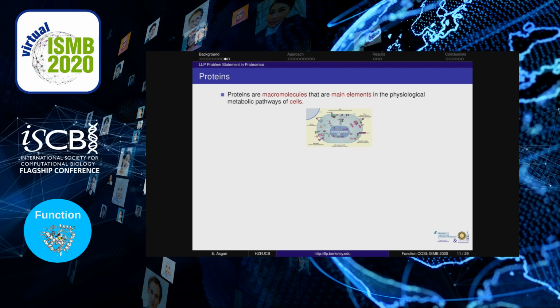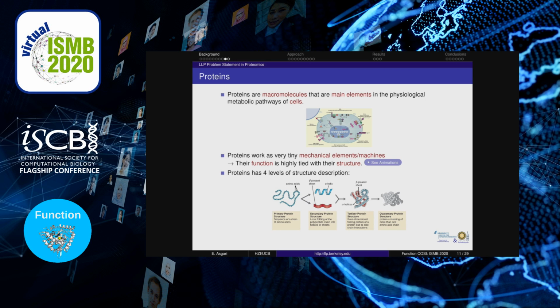And now, what is the main problem that we try to address in language processing for proteomics? As we all may know, proteins are macromolecules that are main elements in the physiological metabolic pathway of cells. Proteins work as mechanical elements and machineries, so their function is highly tied with their structures. Protein structures can be described in 4 different levels: the primary sequence, the secondary structure, the tertiary structure, and quaternary structure. The primary sequence determines the 3D structure, however, the mapping function is not known.